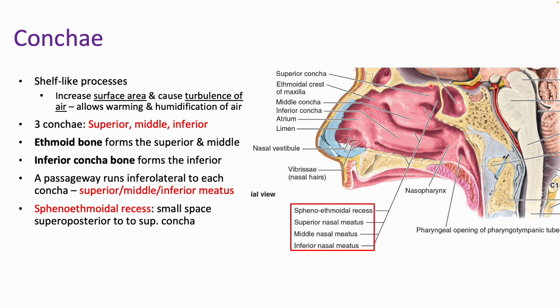So we have a superior, a middle, and an inferior concha. The purpose of these is to increase surface area, and that's a big need in a lot of parts of the body. We look at the stomach, the lungs, and even at the micro level, like microvilli and cilia, we want to increase surface area. It's going to increase surface area and cause turbulence of the air that we're breathing in.